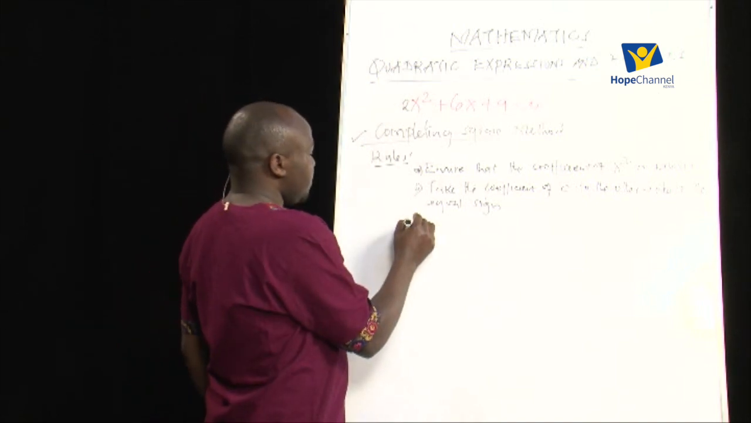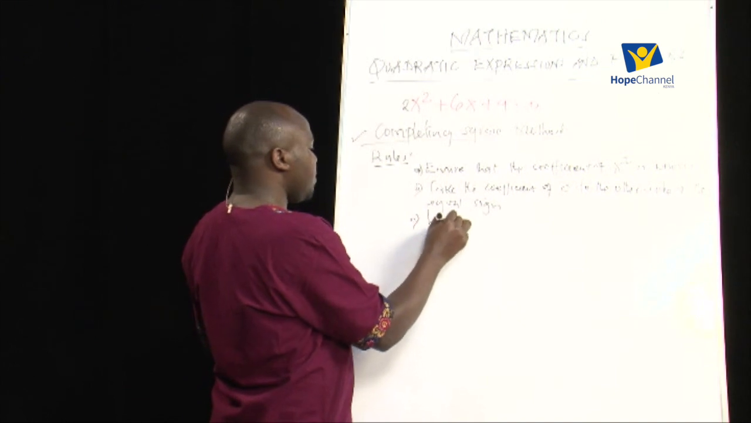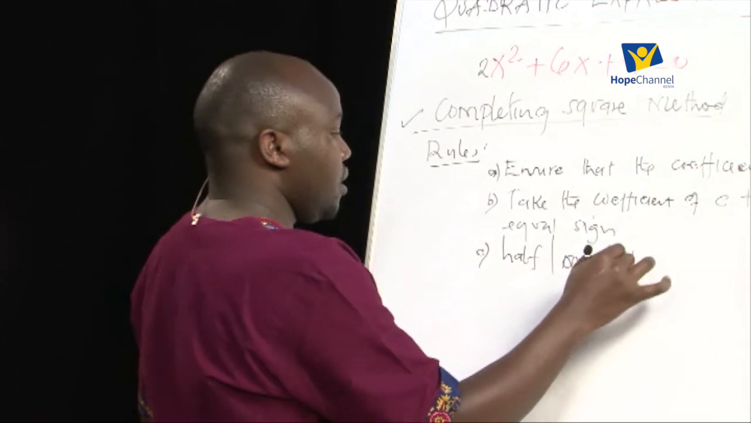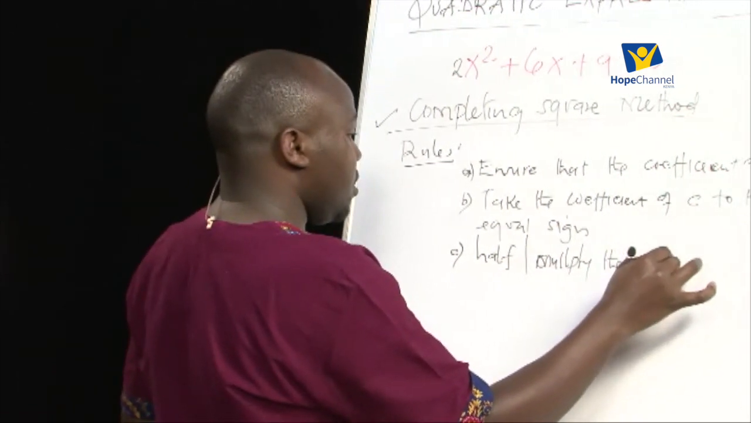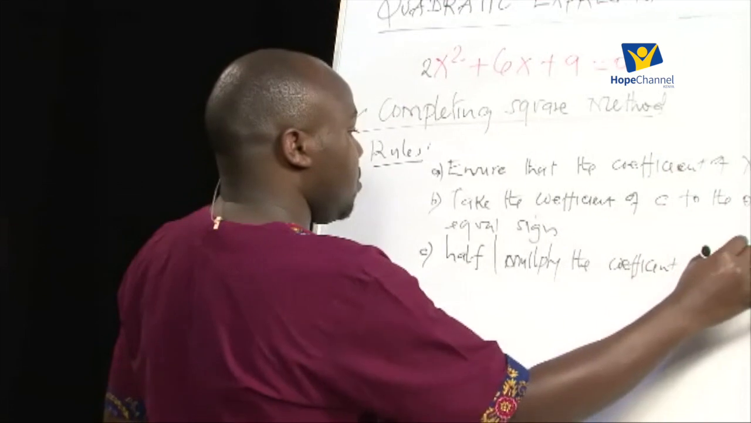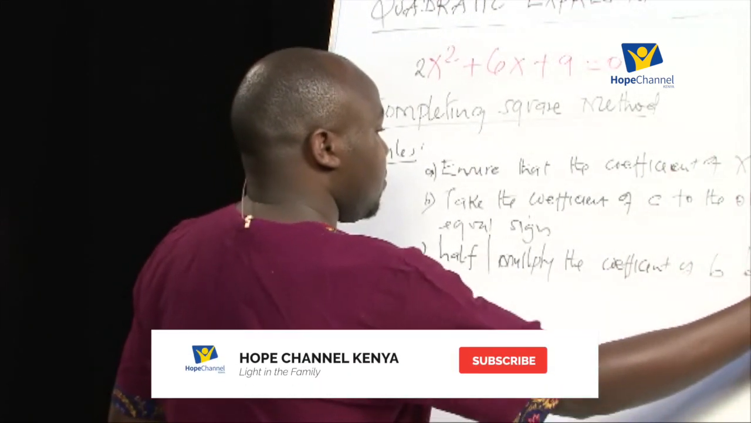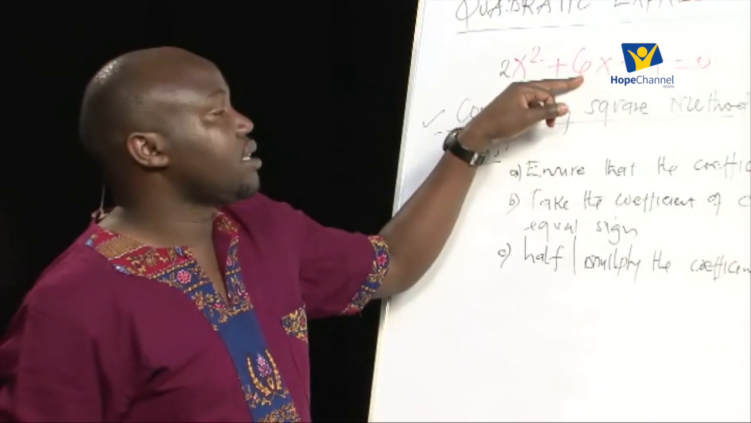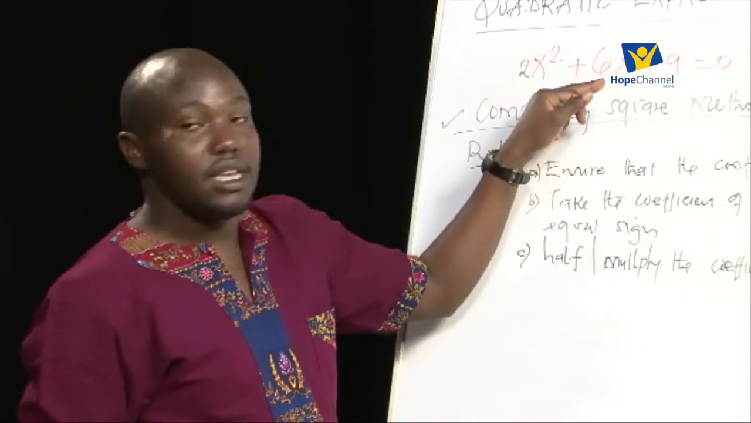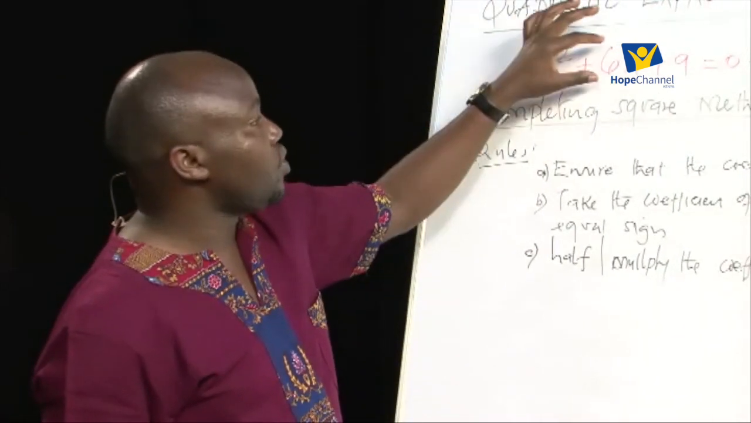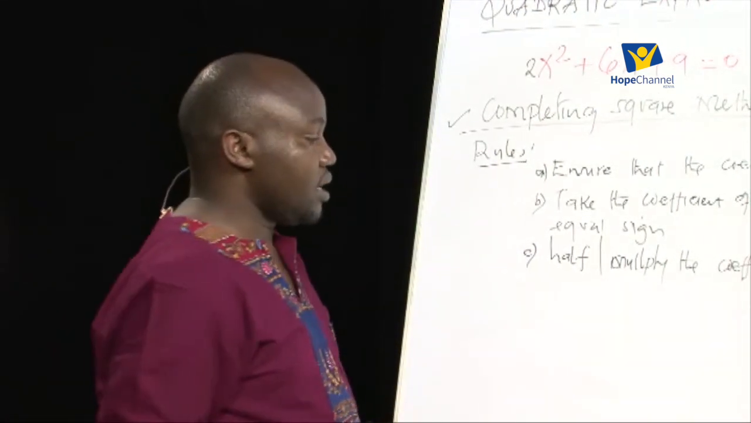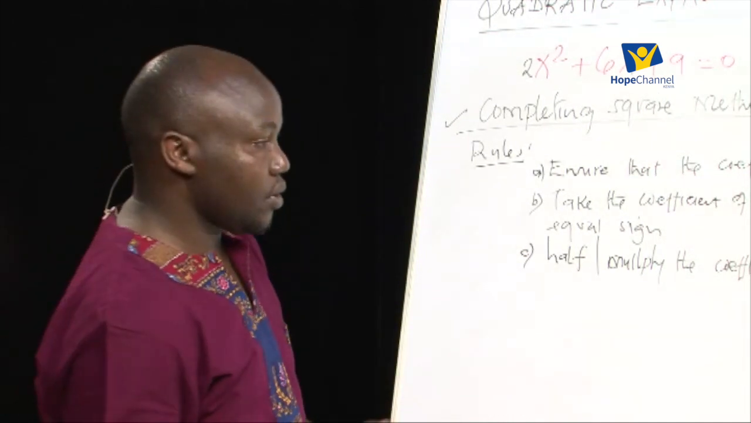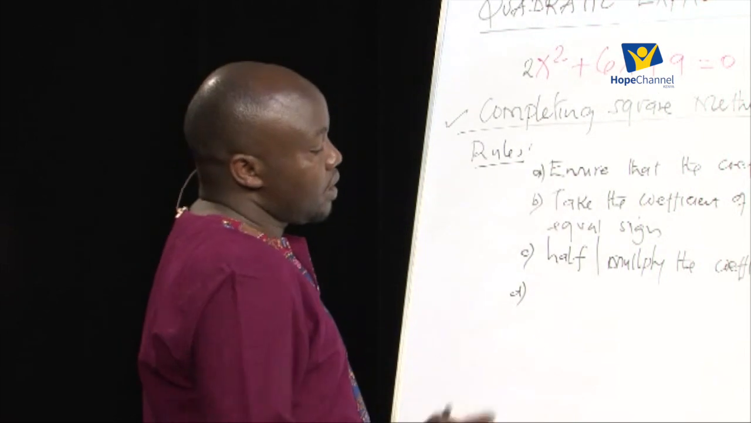So number three, halve or multiply the coefficient of B by a half. So what is the coefficient of B here? 6. So multiply 6 by a half. 6 times half is the same as 6 divided by 2. Okay. So once you do that, that one qualifies as the third rule for the completing square method. The fourth rule, then now multiply.